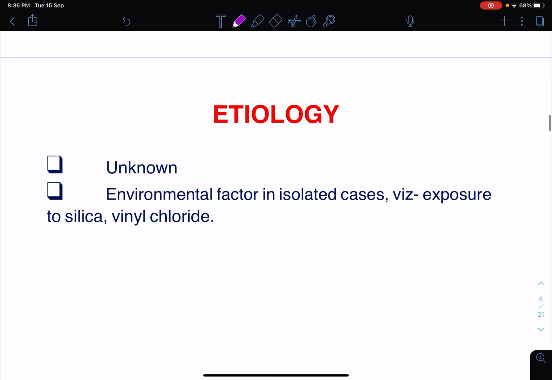Now, if we talk about the etiology, the exact etiology is unknown like any other connective tissue disease. But certain environmental factors play a possible role, like exposure to silica or exposure to vinyl chloride.